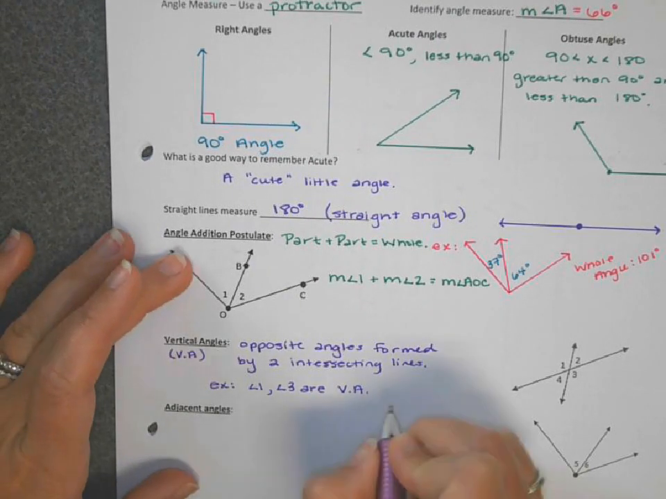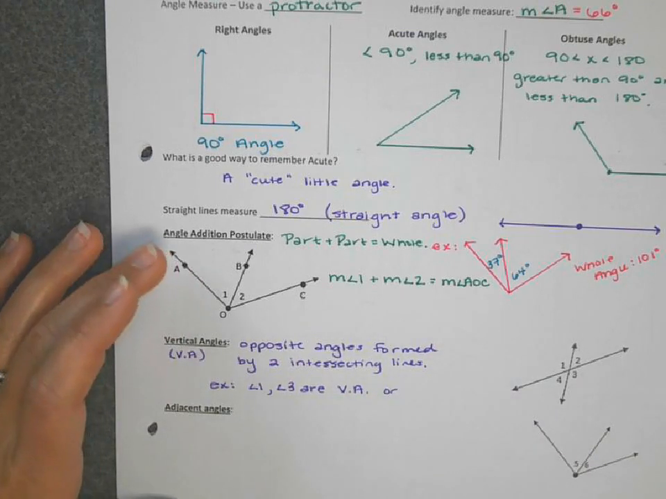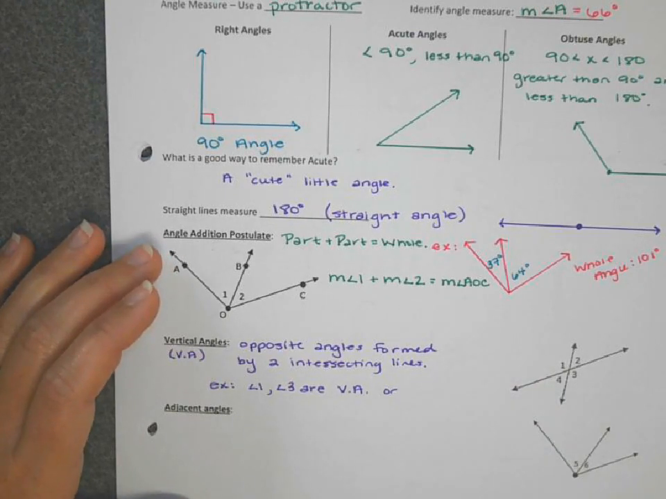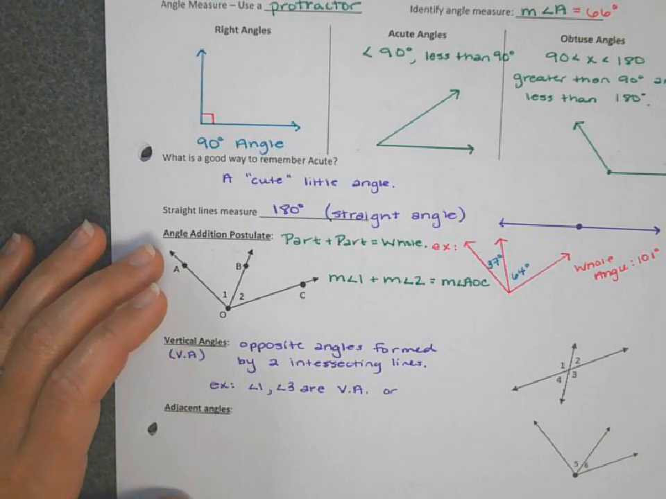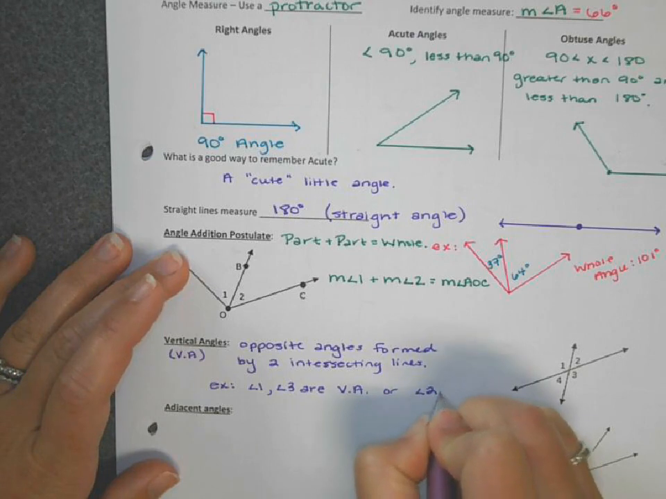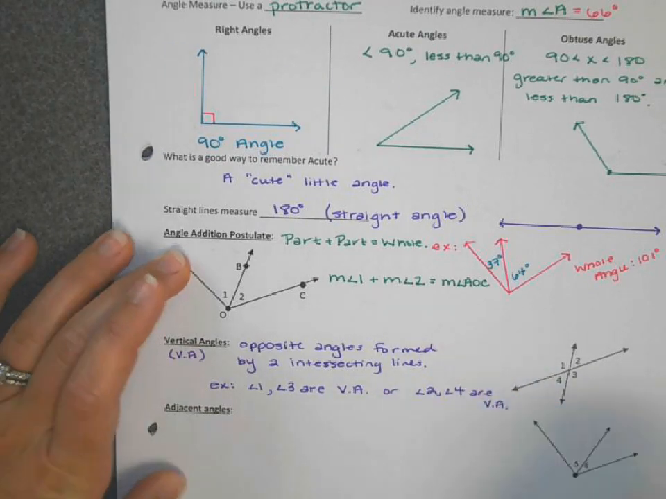Okay. Another example would be what? Raise your hand if you can tell me another example. If 1 and 3 are vertical angles, give me another example. Go ahead. What is it? 2 and 4, very good. So angle 2 and angle 4 are vertical angles.